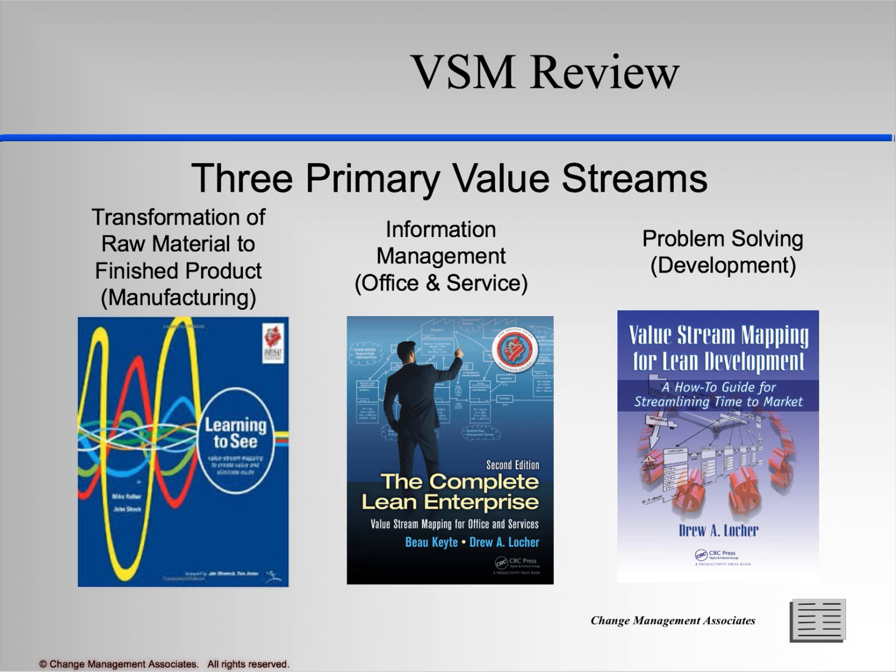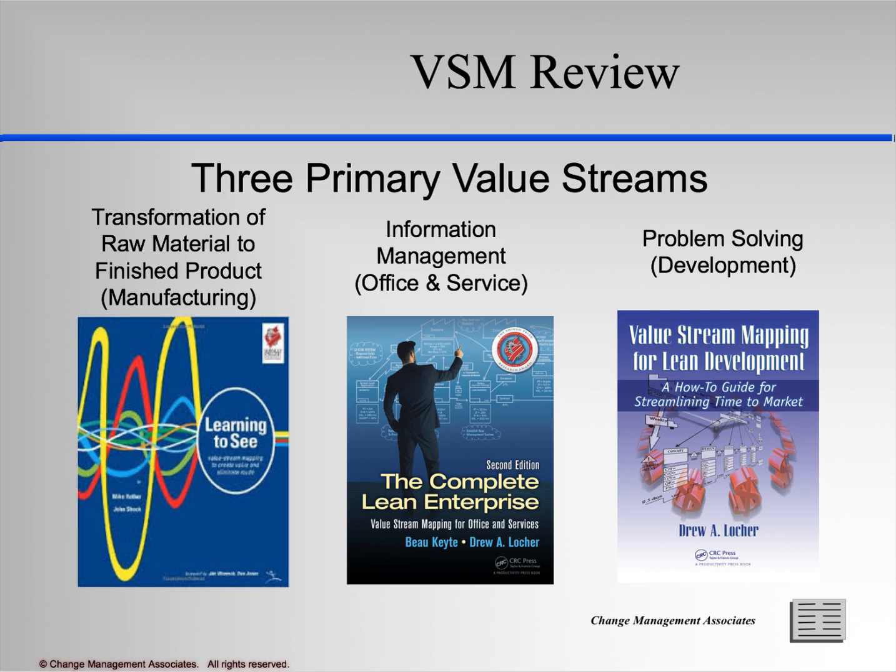The authors of Lean Thinking, Jim Womack and Dan Jones, identified 3 primary value streams that make up most businesses. Some businesses are involved in all 3, others just 1 or 2. First, they describe the transformation of raw material to finished products. This is what would include manufacturing or manufacturers. Learning to See, published in 1997 from Mike Rother and John Shook, provides the methodology for value stream mapping manufacturing.